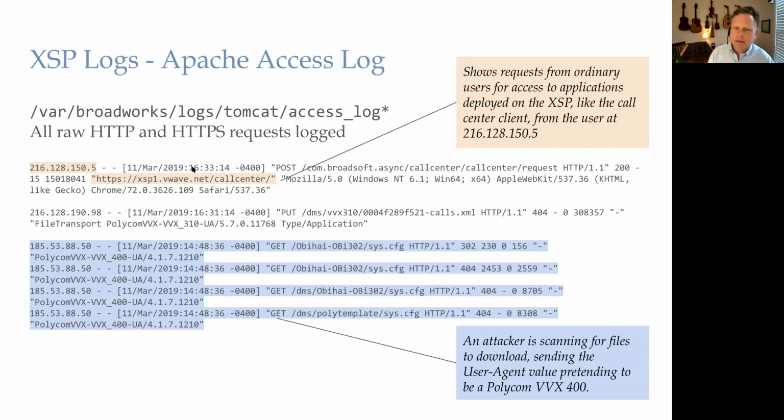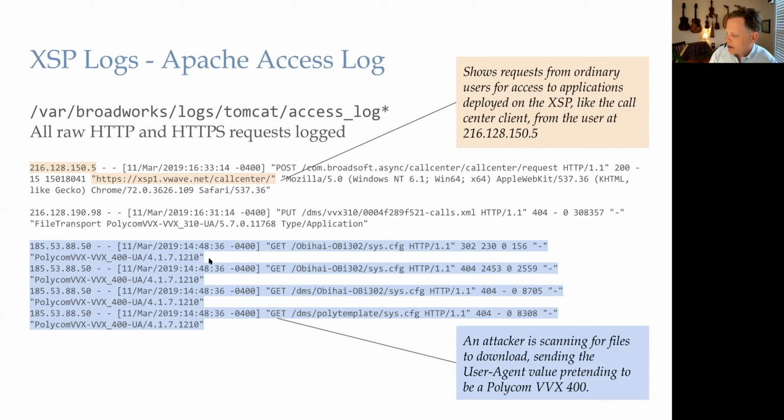So we see, for example, if somebody's using the call center, we're going to see those HTTP access requests logged here in the var BroadWorks logs Tomcat access log directory. And we're also going to see cases where things are uploaded. So this is a case where a VVX310 phone is uploading its call list. So they keep a log of all the calls and it can upload it. That way, if the phone reboots, your call history is retained.